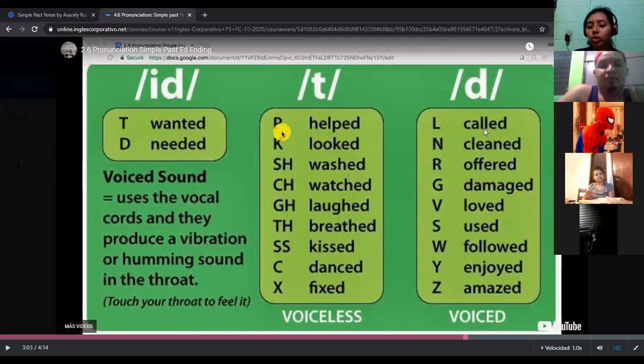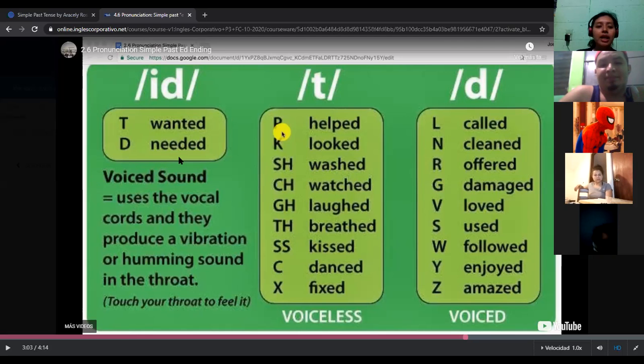Ahora bien, con los que son voiced sounds, tengo el sonido de una D. Es decir, called, cleaned, offered, damaged, loved, used, followed, enjoyed, amazed. Did you notice the difference? ¿Notaron la diferencia en la pronunciación? A pesar que todos terminan en ed, la pronunciación no es la misma, es diferente.